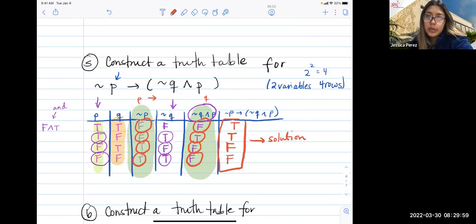So we started with P and then Q, and then negation of P, negation of Q. It's a process, step by step. Okay. So you want to be very careful here. You want to make sure that you look at this a few times.